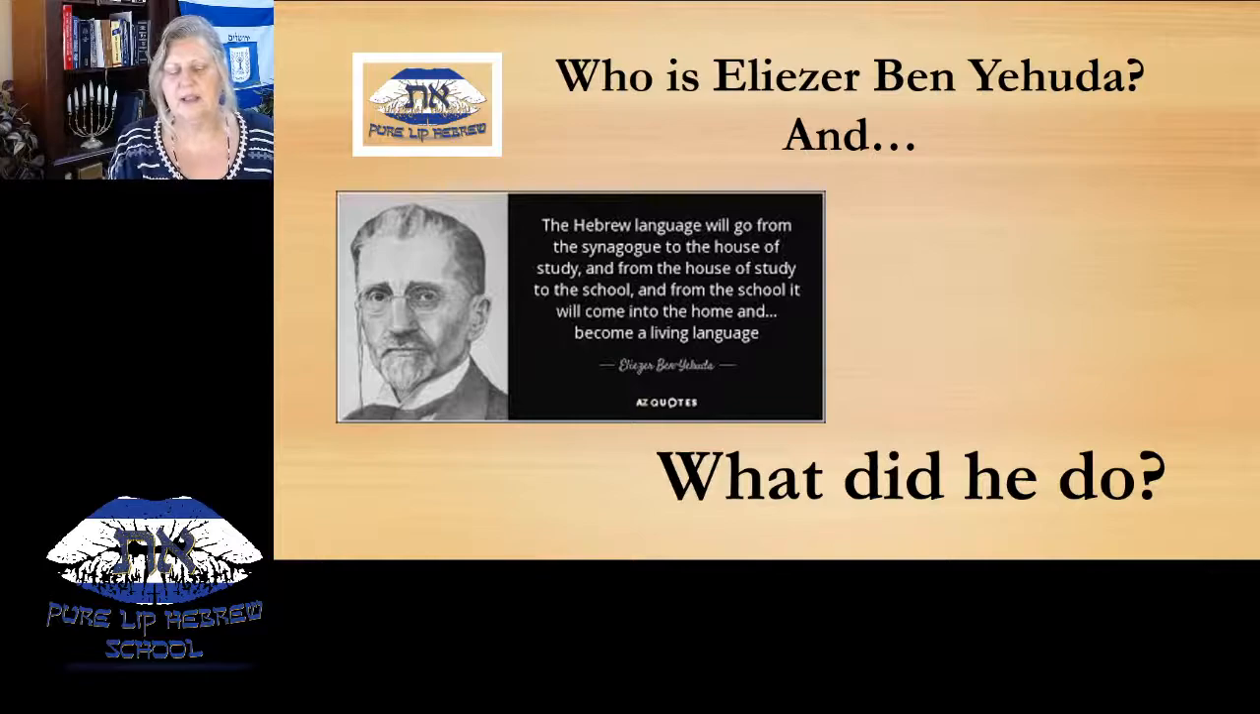Eliezer was a Lithuanian-born Jew, born in January 1858, and he lived until 1922. As a young boy, Eliezer learned the biblical Hebrew language in a yeshiva, which is a Hebrew religious school. As would normally be expected, he did not become a rabbi, but he moved into the secular world.